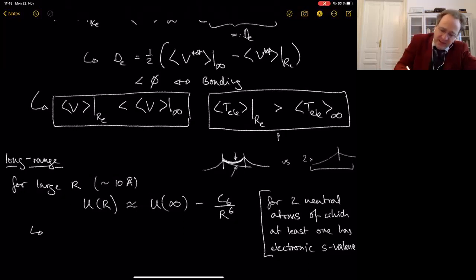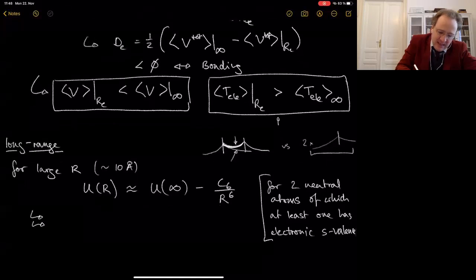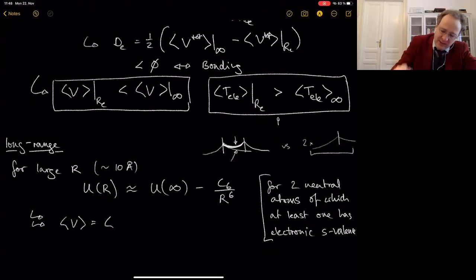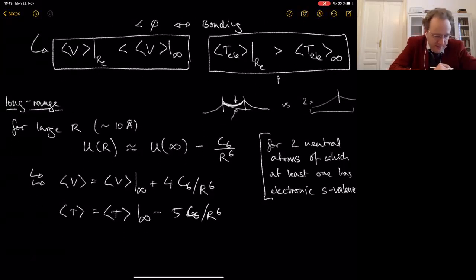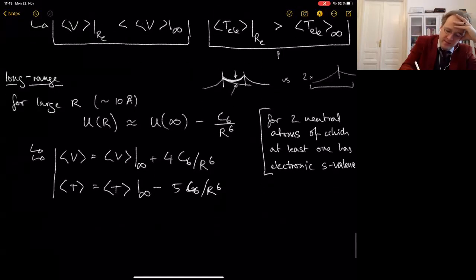For those, it's strictly true. For other atoms, this would be approximately true. But this is what you would expect. And from this, then, you would find, if you insert this again in our Virial theorems, that V becomes V infinity plus 4 C6 over R to the 6, and your kinetic energy becomes T infinity minus 5 C6 over R to the 6. So we can briefly show this.